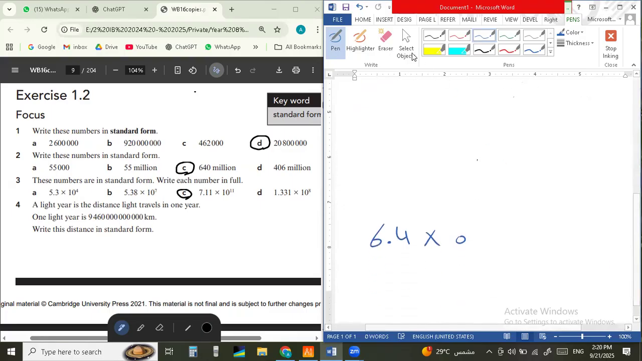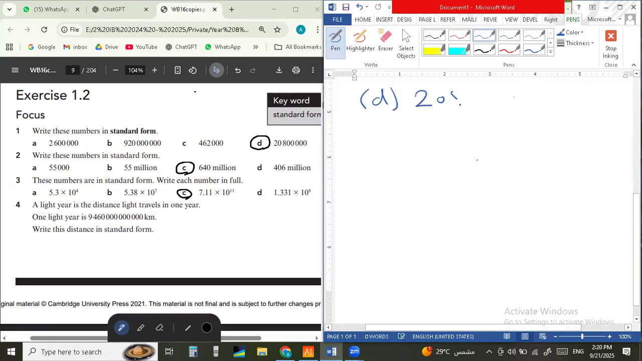All right, the first thing that we have over here, we are going to answer the first question. Let's see here, write these numbers in standard form. All right, here I got question A, B, C, D. All of them have the same strategy. We're gonna follow the same technique exactly. There is no difference between each one of them. So I'm gonna answer only one of them, which is question D.